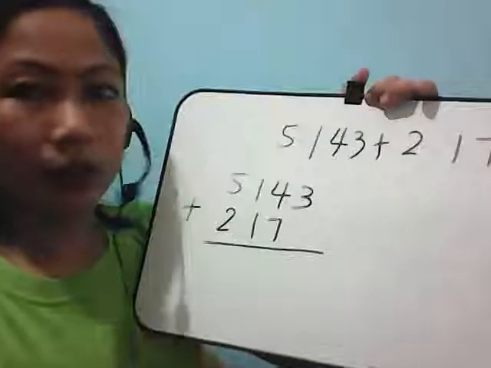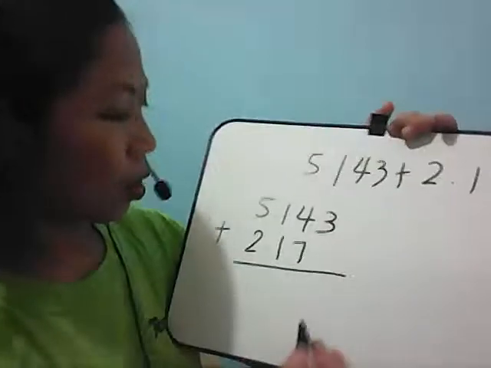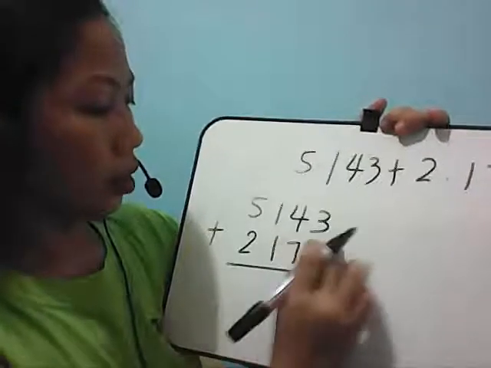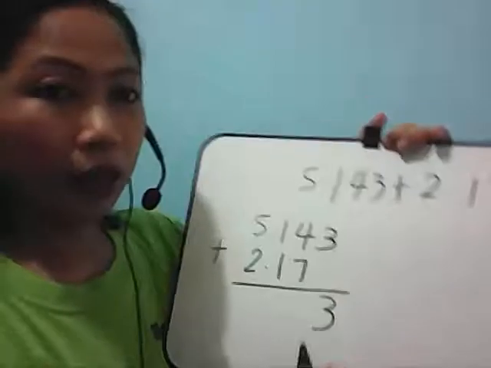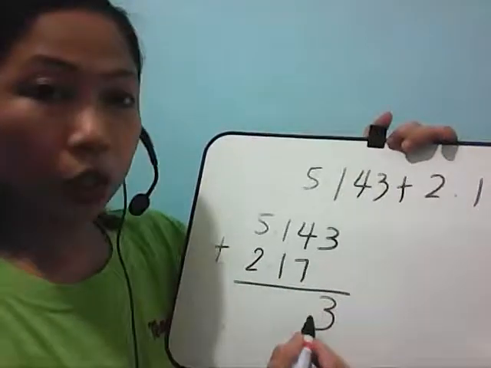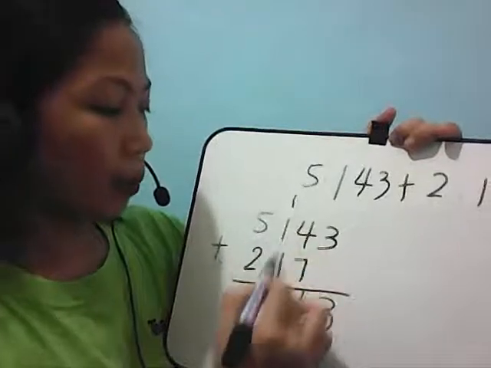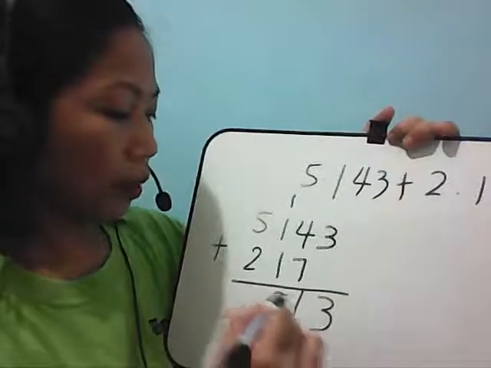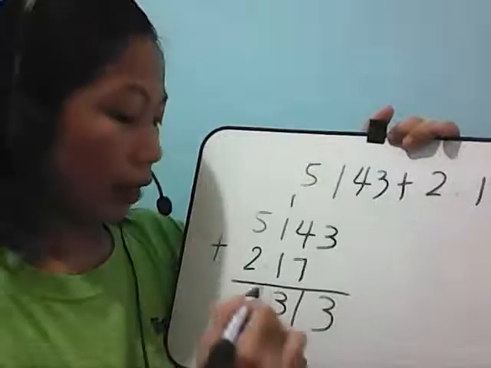It looks like this. Pwede ka namang mag-add dito ng 0 or pwede na ring hindi. So, ganun siya. So, you bring down 3. Then, of course, 4 plus 7 is equals to 11. Then, carry 1. Then, 1 plus 1 is equals to 2. And then, add 1 is equals to 3. And next, 5 plus 2 is equals to 7.